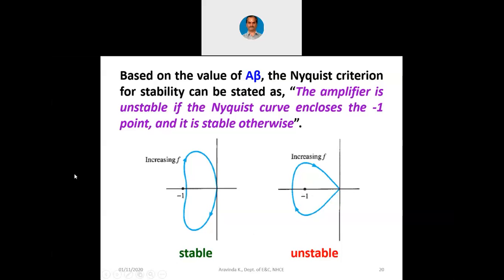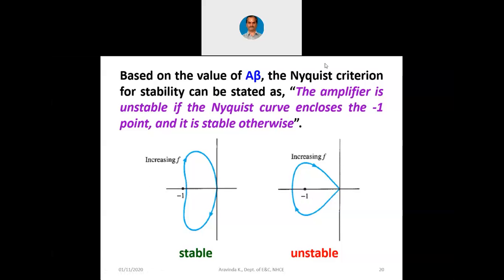This is the great invention of Nyquist. That is where he indicated the value of A beta. If A beta becomes -1, then we know that AF is A by 1 plus A beta. If A beta becomes -1, A by 1 minus 1 is going to be AF equals infinity. That should not happen. So let -1 be outside the Nyquist plot for a given amplifier. That -1 should not be inside the Nyquist plot for the given amplifier.